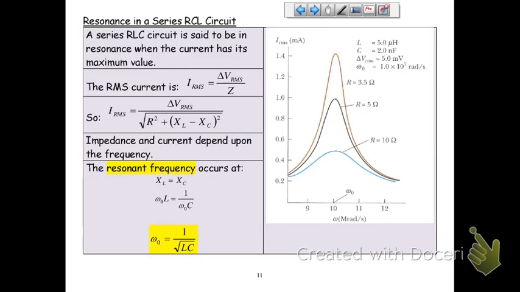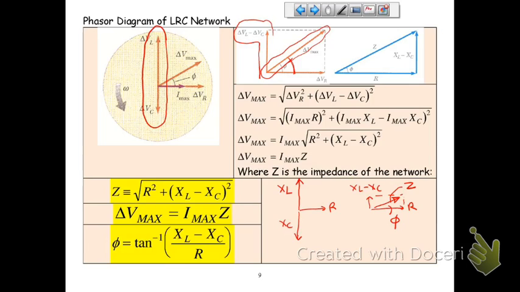So the skill is, given a simple LRC series network, can you work out what the XL is? Can you work out what the XC is? Can you work out what the resistance is? Can you combine them to form an impedance, a Z? And can you combine them to find a phase angle?